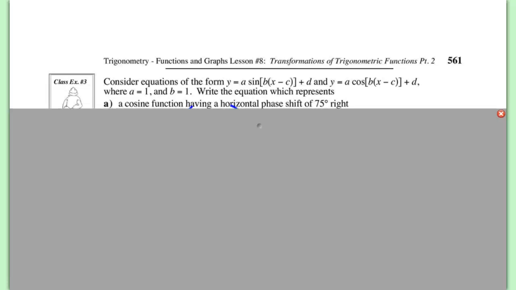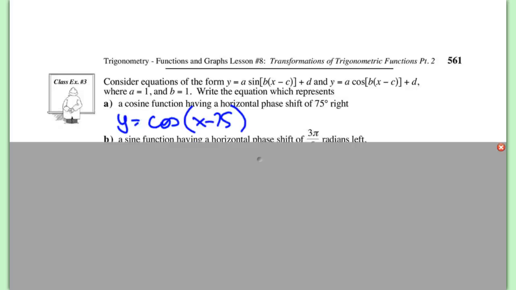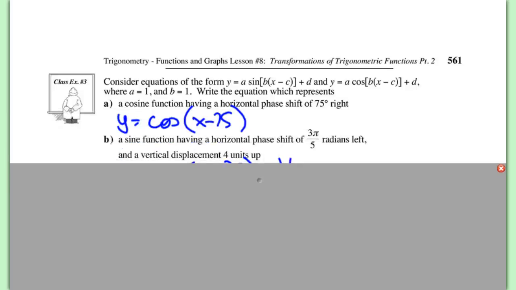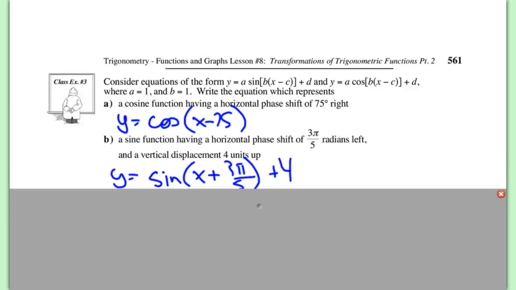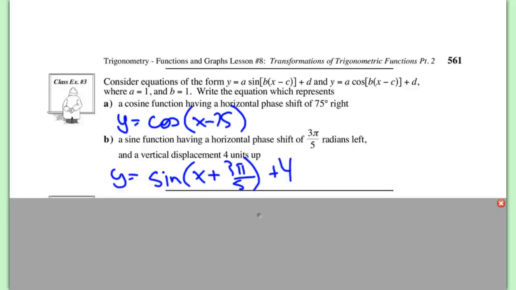When we consider equations, we're now going to have specific equations where we're given transformations and we have to write the equation. What does a cosine equation look like if it was shifted with a phase shift of 75 right? Clearly it would just be cos of x minus 75. What if it went up 4 and went 3 pi over 5 left? Notice they're mucking around with radians now. Obviously it would be cos of x plus 3 pi over 5, plus 4.